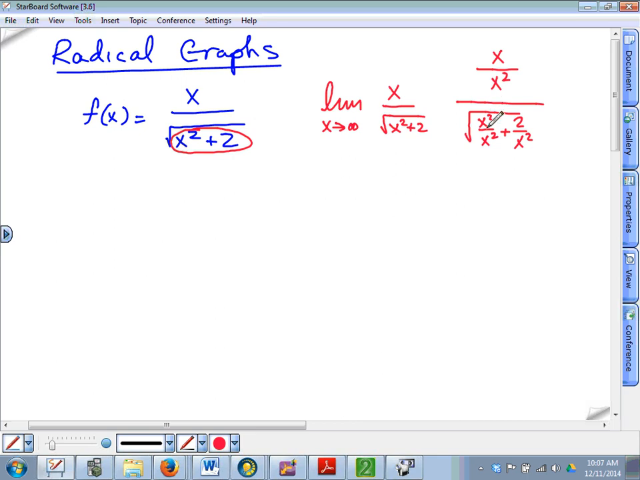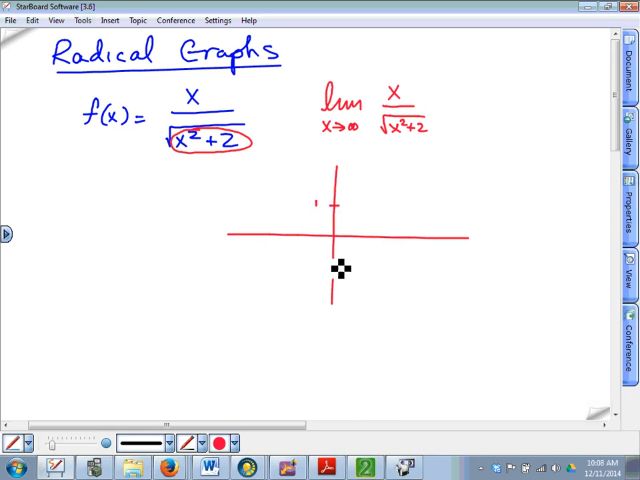What this essentially does is it cancels out some terms. And with some more manipulation, you'd be essentially left with the square root of 1 right here. And what's the square root of 1? Plus or minus 1. Okay, so that's where the horizontal asymptotes are.